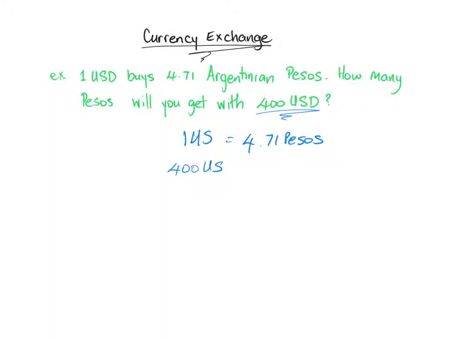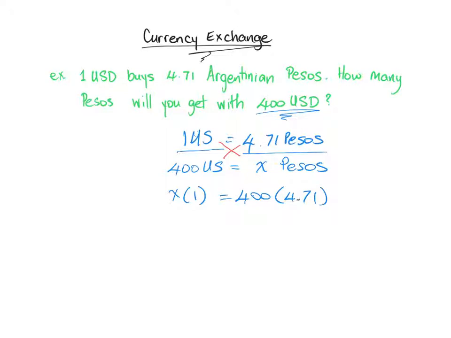So what we have here is that 400 US is equal to some unknown number of pesos, so we can just write X pesos. Once we have that, we can cross multiply. We multiply that by that, and it's going to be equal to that by that. So we have X times 1 is equal to 400 times 4.71.